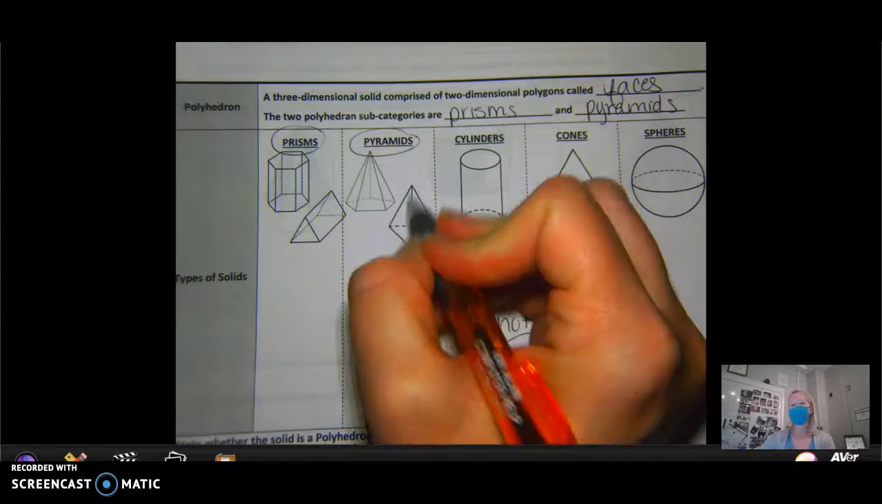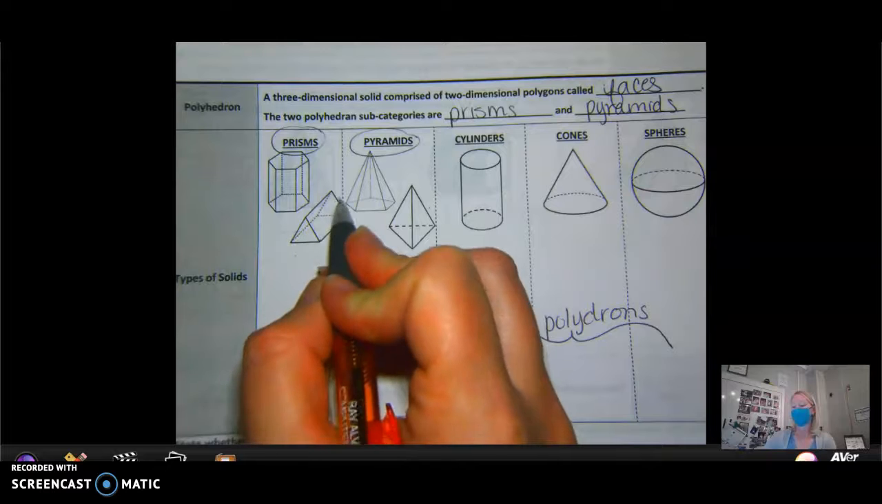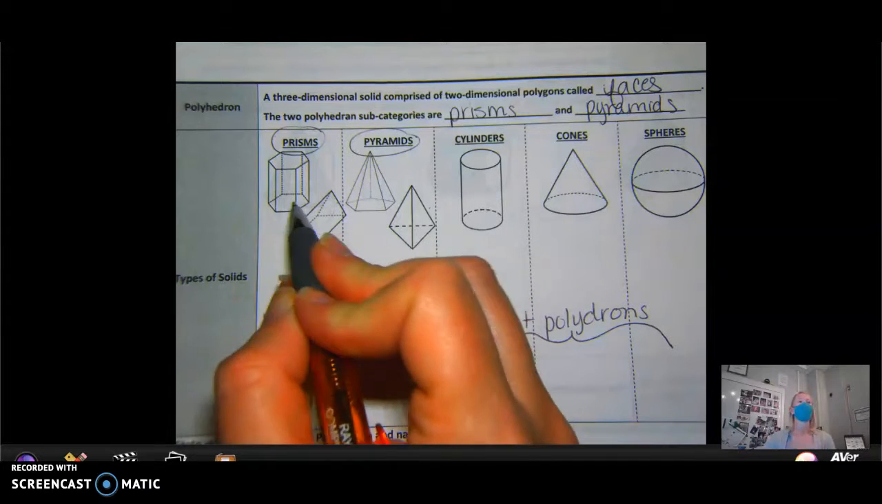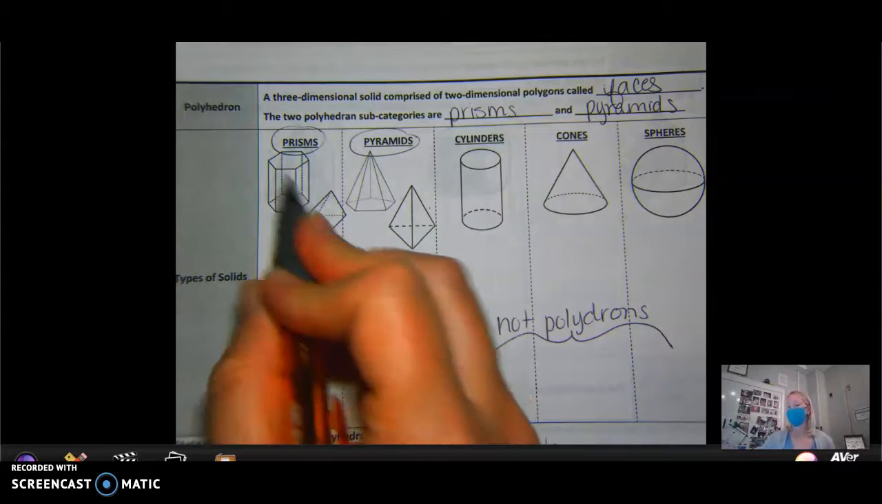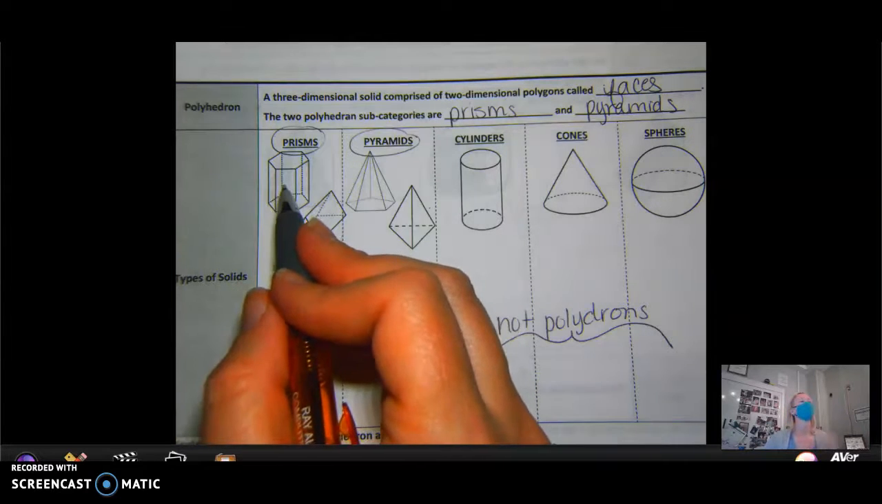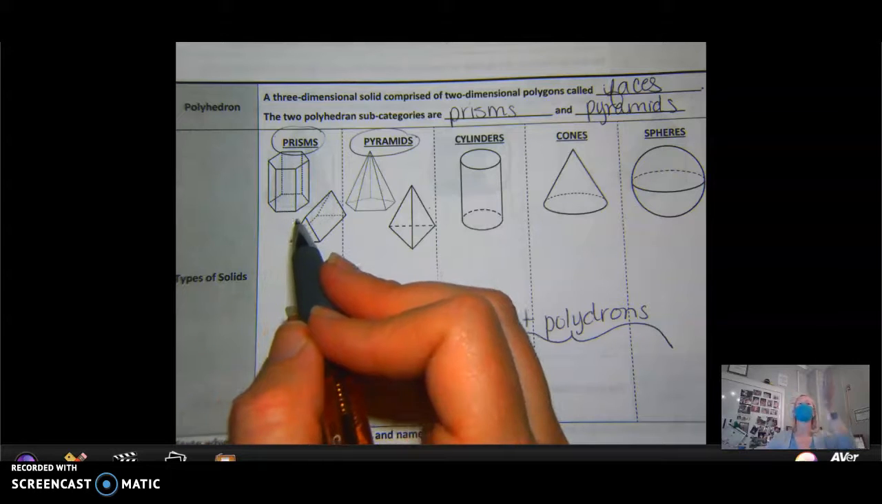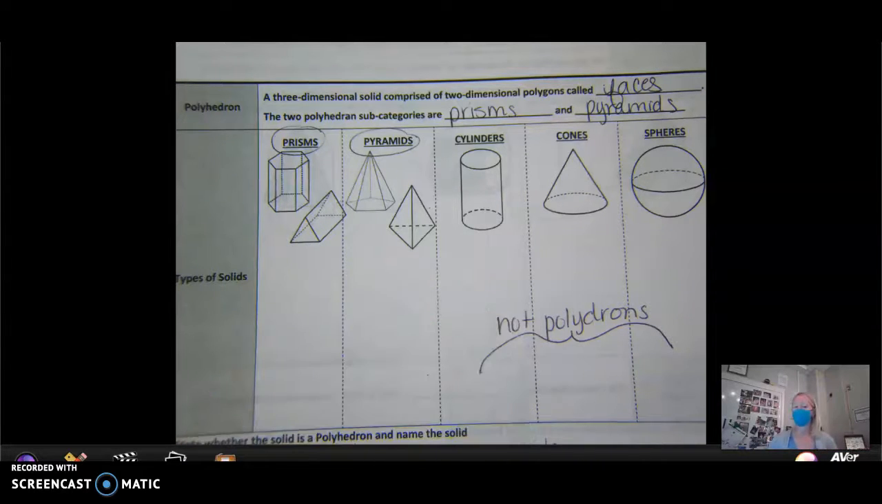Pyramids always come to a point, whereas a prism, you have the same top and bottom. So this is a triangular prism. You would have a rectangular prism, that next one. A pentagonal prism, a hexagonal prism. So again, you're naming it by its top and bottom, what it sits on. Okay, how many sides it has, and naming that polygon.